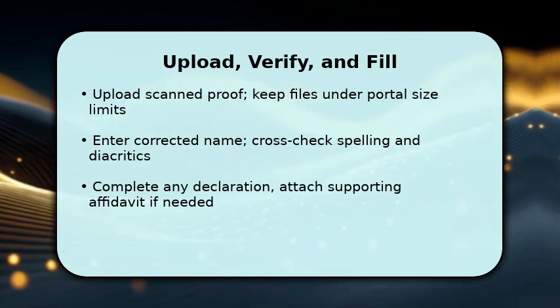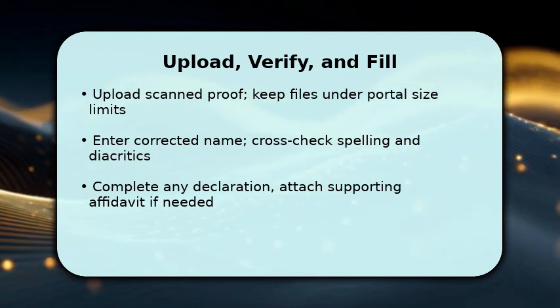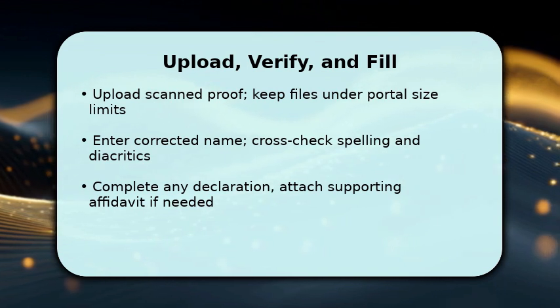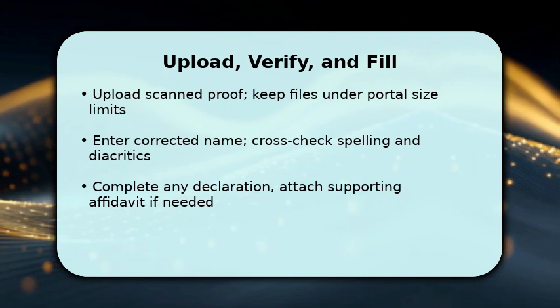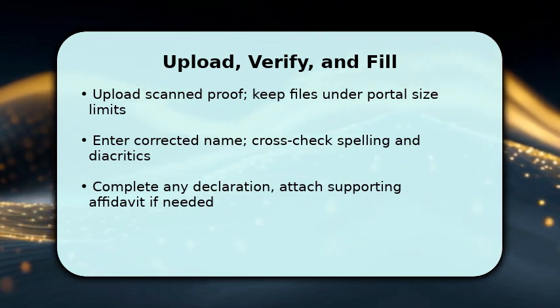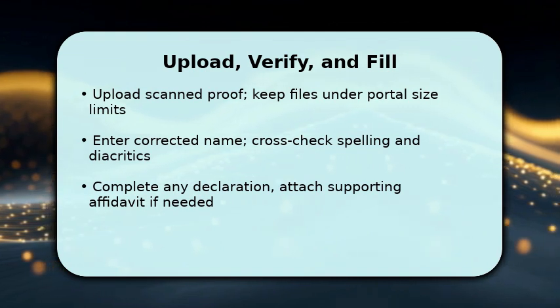Then enter the corrected father name, carefully checking spelling, spacing, and special characters since clerks use exact matches. If the portal asks, complete the declaration form and attach an affidavit or Gazette notification. Once fields are filled, preview the application. This reduces back and forth.